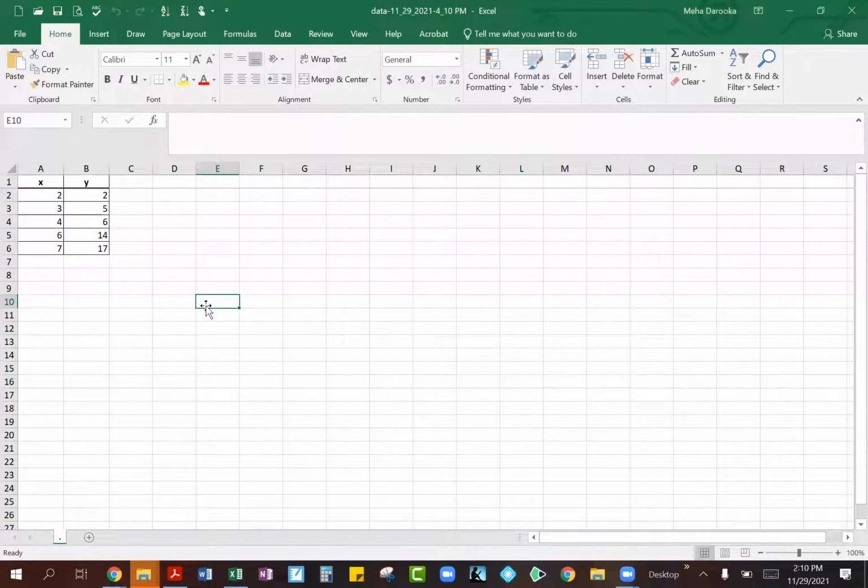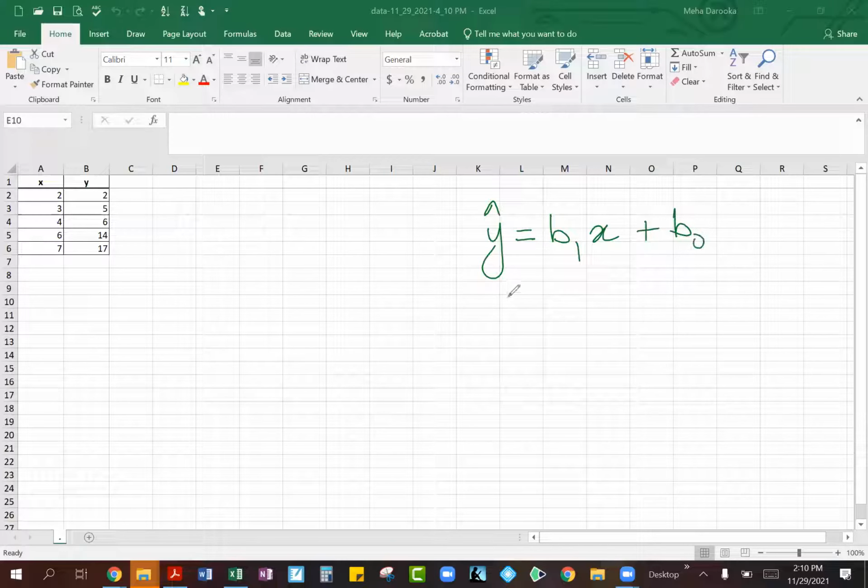Now the least squares regression line has a formula of y hat equals b sub 1 times x plus b sub 0. We define b sub 1 as our correlation coefficient r multiplied with the standard deviation of the y values divided by the standard deviation of the x values. And you can actually find these formulas in your textbook. That's where I got these from.